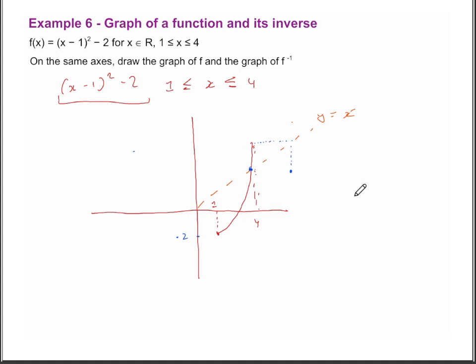Remember, if your coordinate is 1, negative 2 initially, then they will switch places. This will become negative 2 and 1. So the inverse of this point right here will be at negative 2 and 1 right here. And then we can connect the dots, and we're going to get something like this. And that is how our inverse is going to look for our case.